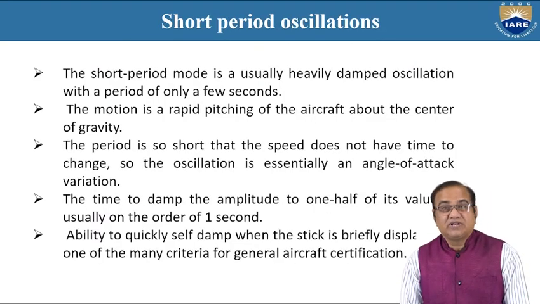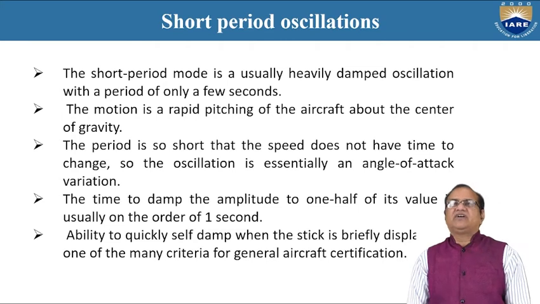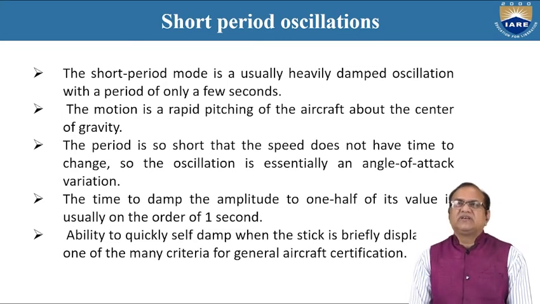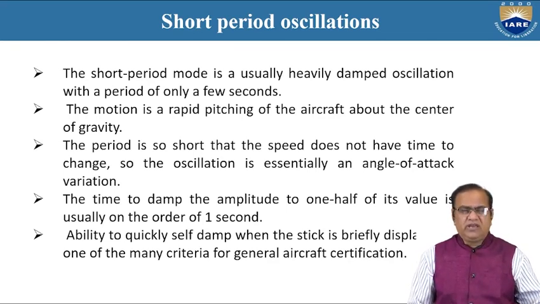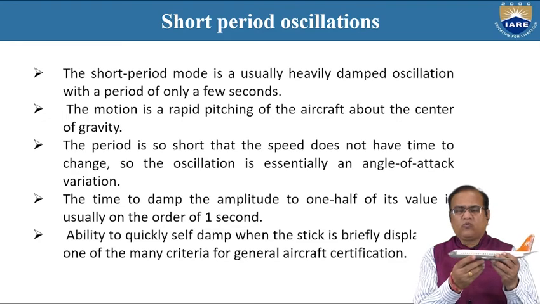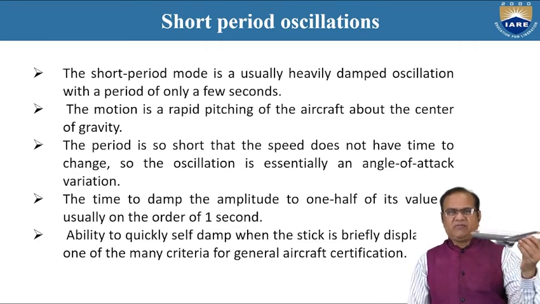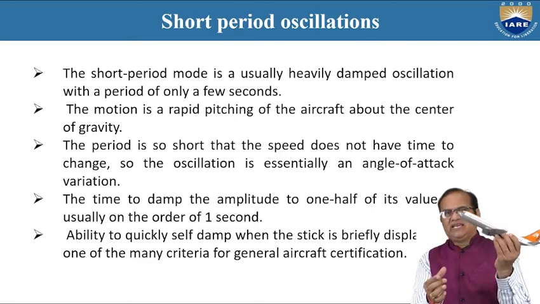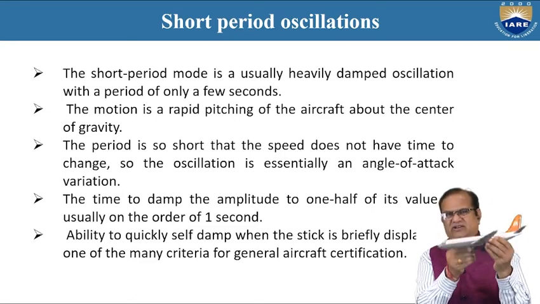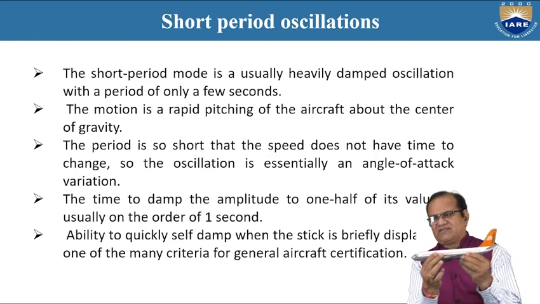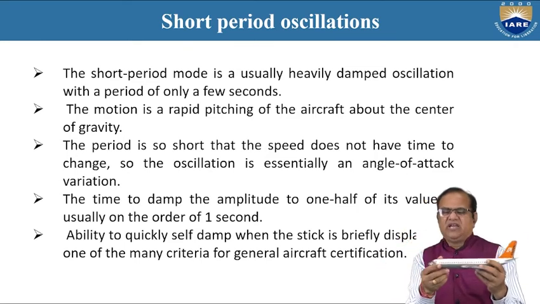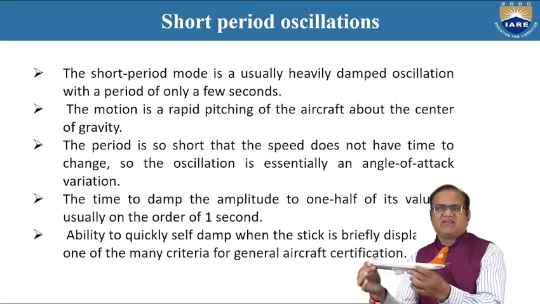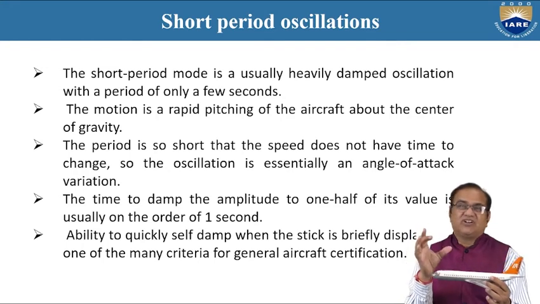Now, I will talk about the next longitudinal mode, that is called the short period oscillation. So, the short period mode is usually a heavily damped oscillation. What is the meaning of short period? The aircraft is flying, and due to some gust, it moves like this, immediately, within a fraction of a second, with a lot of vibrations, and it will come to the equilibrium position. That is called the short period.